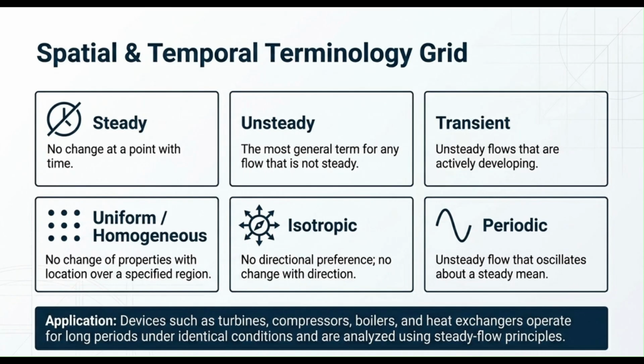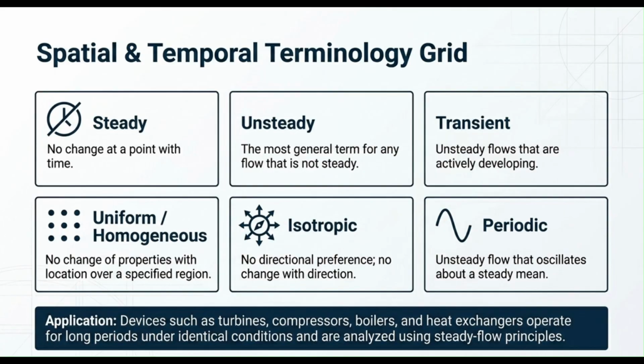Now we will introduce some terminology used to describe how flow changes with time and space. A steady flow will not change with time at a fixed point. For example, if the velocity at one location remains constant as the time passes, the flow is steady at that point. An unsteady flow changes with respect to time. It is also called transient flow. A transient flow is an unsteady flow that is actively developing, such as during startup or shutdown.